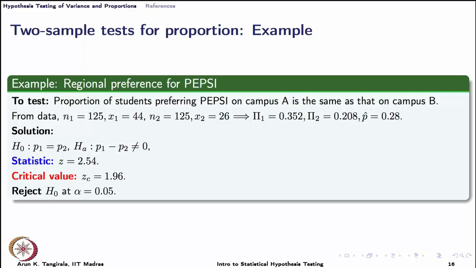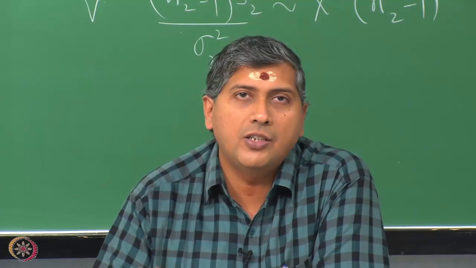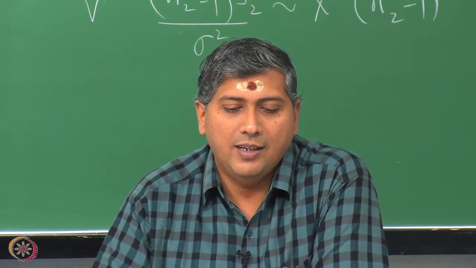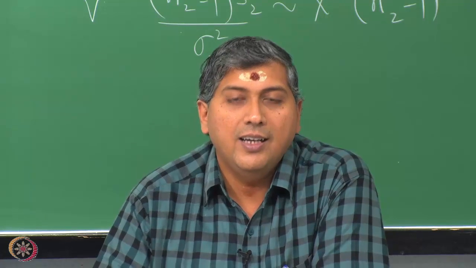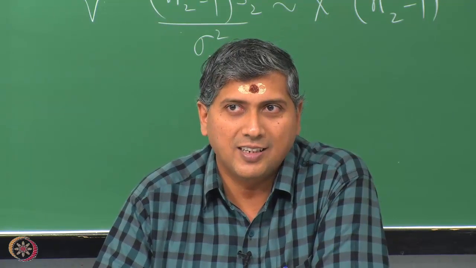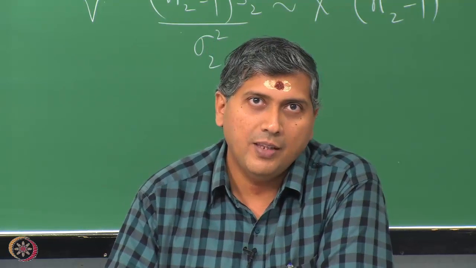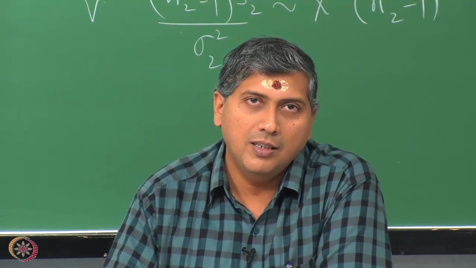Therefore, we reject the null hypothesis at alpha equals 0.05. Now, once again you can go back and ask, well, with this data can I ask now which campus has a larger proportion of students preferring this soft drink? Fairly intuitively you can say that it is the first campus that has a larger proportion, but you may want to conduct a hypothesis test and check if that hypothesis holds.